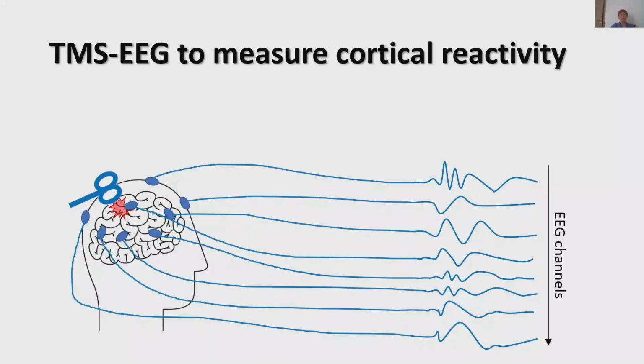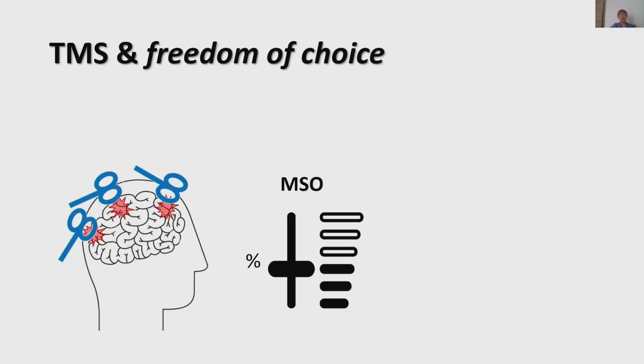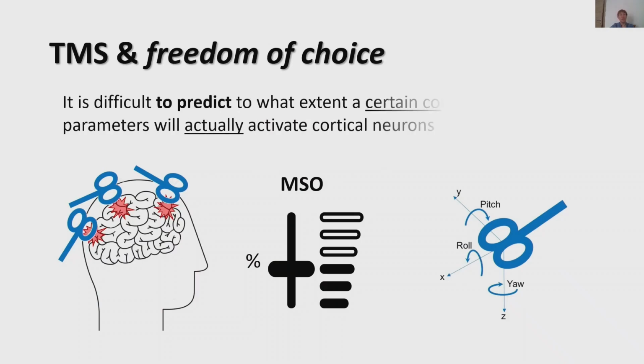TMS-EG is a powerful tool to investigate cortical reactivity. In particular, we have full freedom of choice when setting TMS parameters, including site, intensity, and orientation. However, it is difficult to predict to what extent a certain combination of TMS parameters will actually activate cortical neurons.